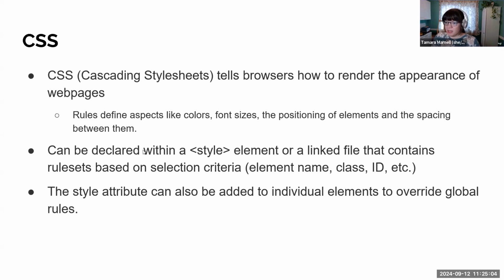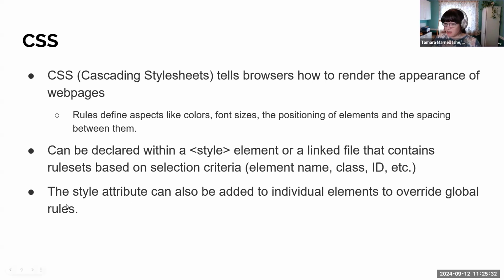Or a linked file that contains rule sets based on selection criteria. So you might have seen snippets of this flying past on discussion lists on how can I hide this using CSS? How can I change the look of this? In Primo, there is a CSS file in your customization package that has a lot of these rule sets. And that's the linked file that tells the browser what to do.